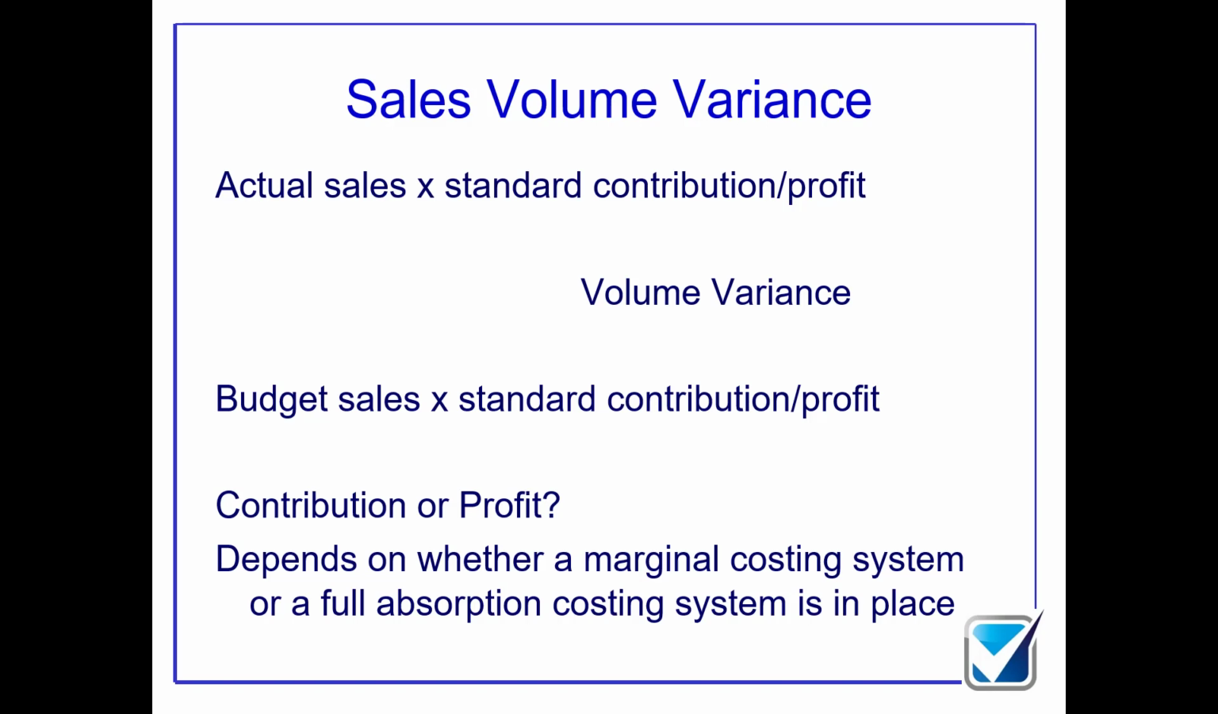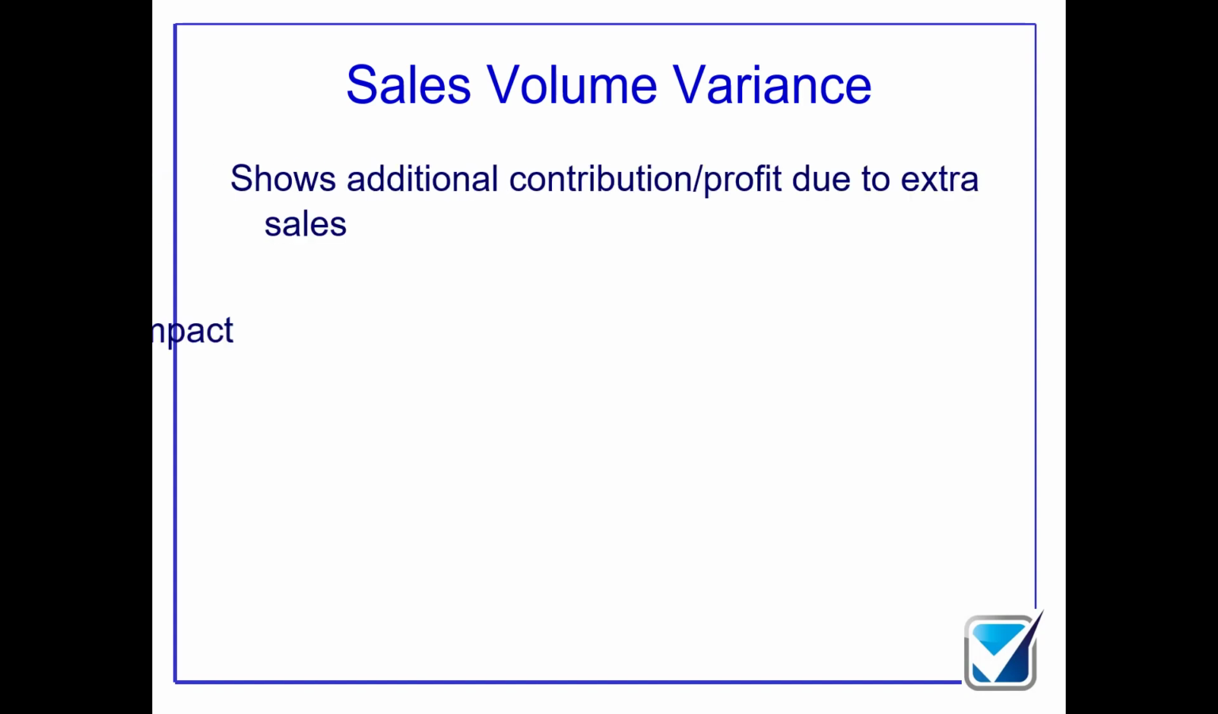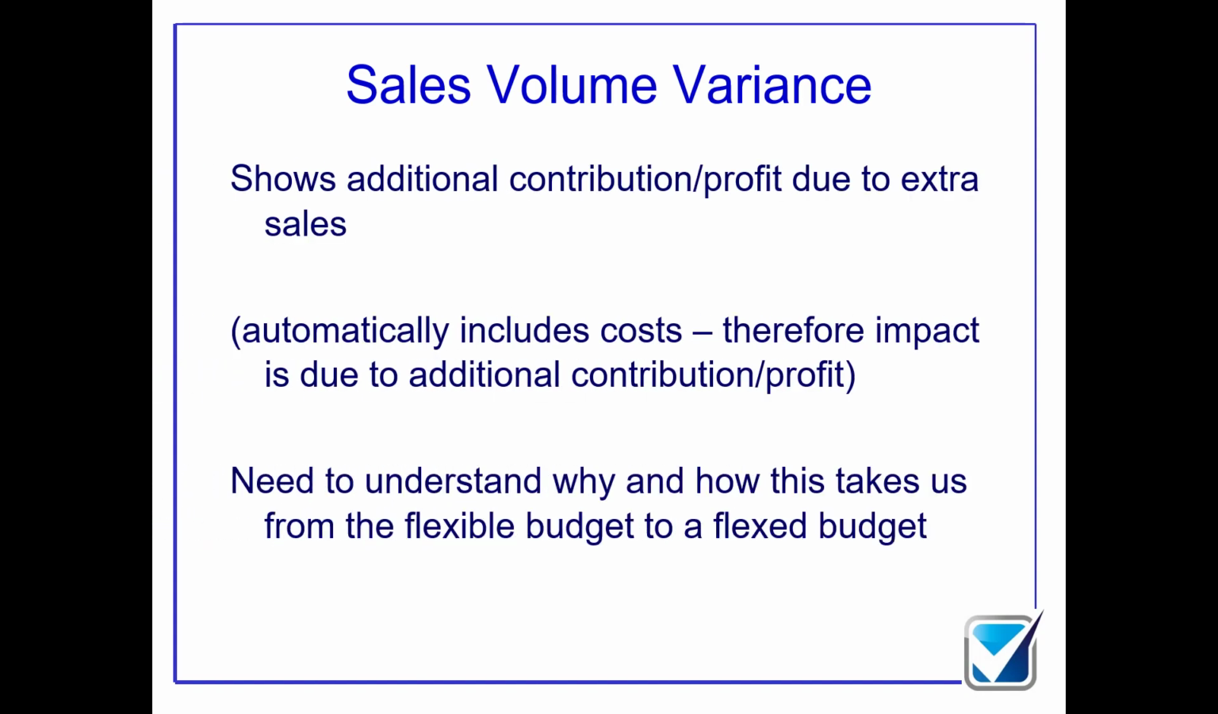The other thing to bear in mind here, guys, when I look at budgeted sales multiplied by standard contribution or profit, that's the original budgeted sales. There is no flexing here. So be very, very careful with that. And what this sales volume variance does is show you the impact on my profit, the impact on my bottom line based on me selling more units. Now let's have a look at an example and see how this comes about, because we're going to have to do this in two different parts.